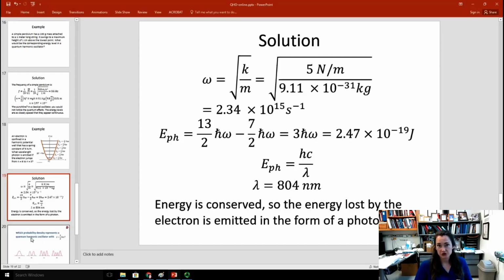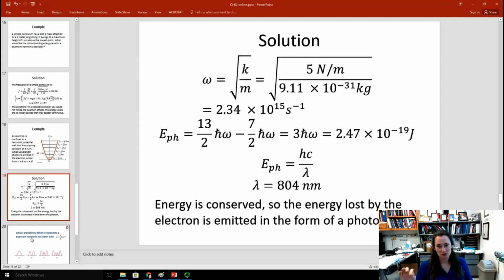Omega would be equal to the square root of k over m, just like in a classical oscillator. K here is 5 newtons per meter, and m would be the mass of that electron, which is 9.11 times 10 to the minus 31 kilograms. So when we solve for that, we get an angular frequency of 2.34 times 10 to the 15 radians per second.